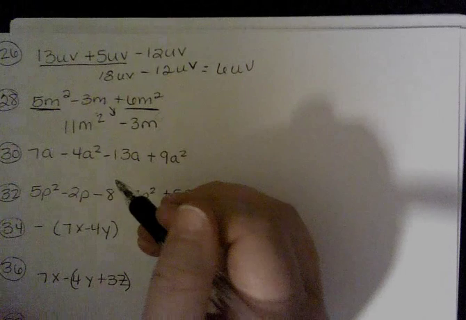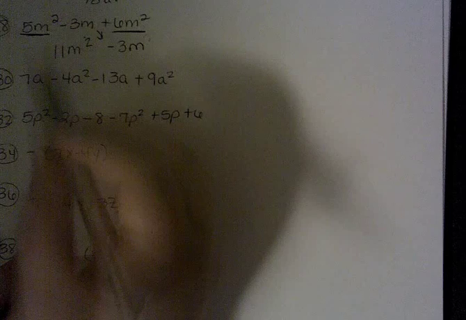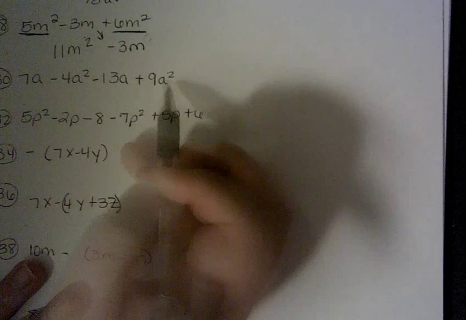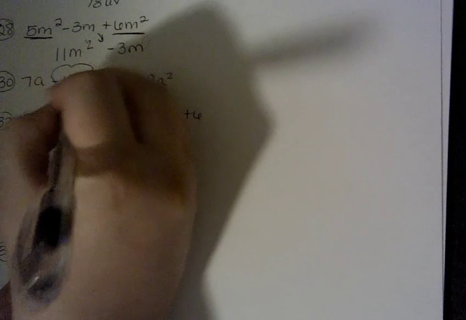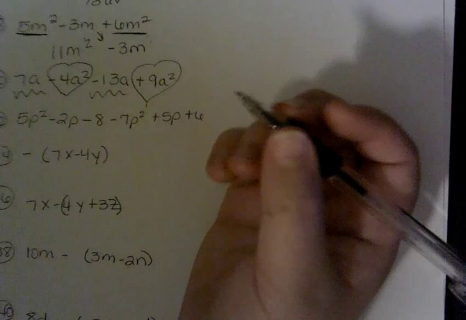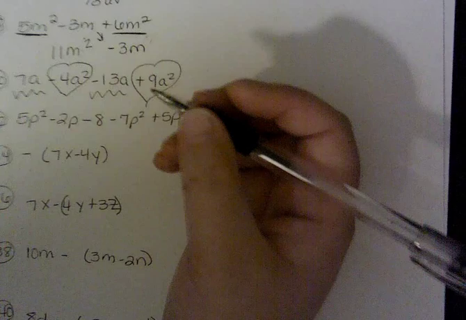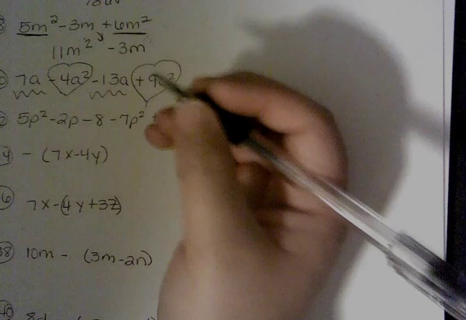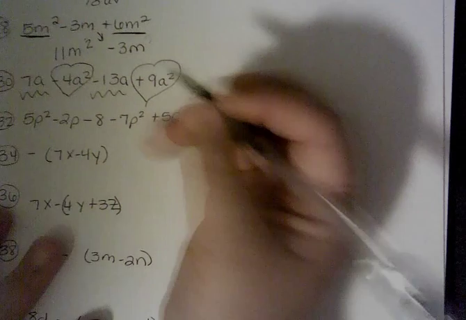All right, problem number 30. We have 7a minus 4a squared minus 13a plus 9a squared. Something you can do is put hearts around like terms. Don't forget to include the sign. And you can put a squiggly line under the other like terms if that helps. You could use squares, triangles, or even different colors, whatever helps you understand and get the correct answer. So I'm going to use my highest exponents first, which are going to be my hearts.